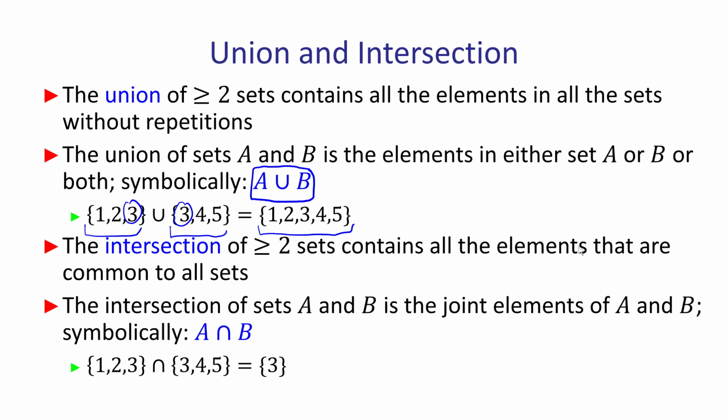Now, the intersection of two or more sets contains all of the elements that are common to all sets, which means you're finding only common elements in both sets or more. So the intersection of sets A and B is joint elements of A and B. Symbolically, we write it that way. So this is a symbol of intersection of A and B. For example, the common element of 1, 2, 3 and 3, 4, 5 is that element 3. So this will be the set of single element number 3.